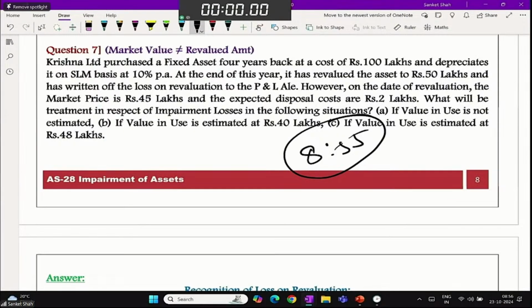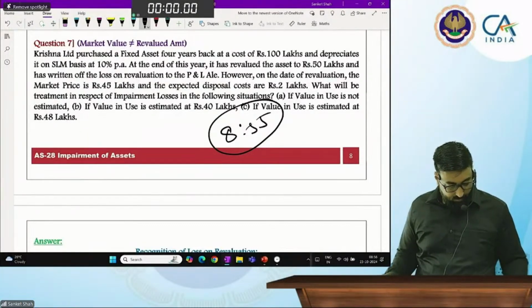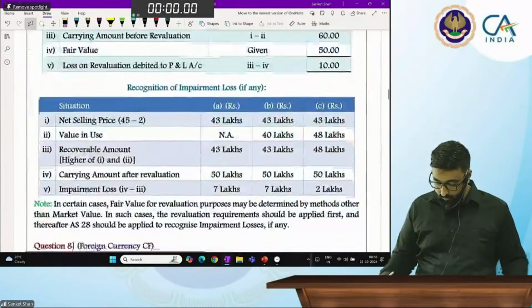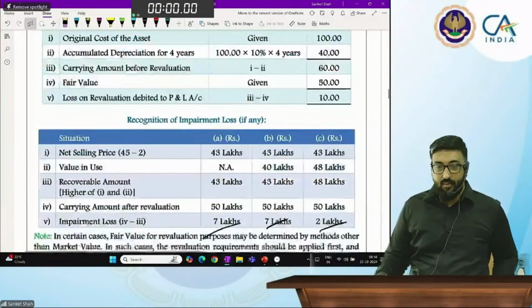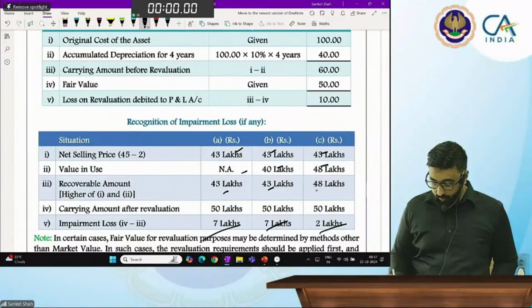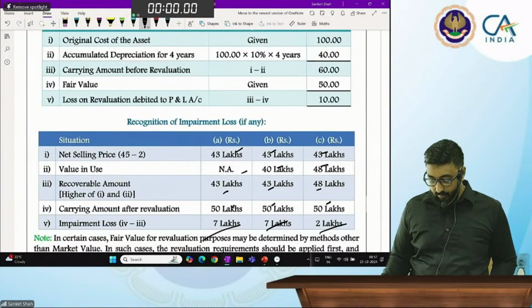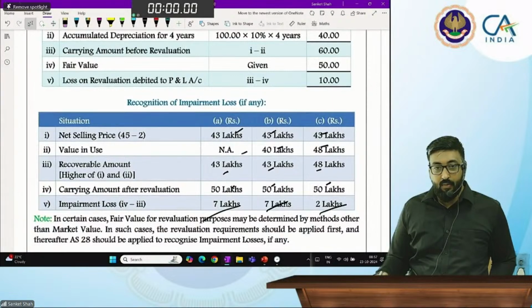Chalo. So let's start. So what is the answer? सेवन सेवन. टू नहीं आया क्या? 43 lakh selling price, not applicable 40, 48, 43, 43, 48, carrying amount 50, 50, 50, and 772. पहले रिवैल्यूएशन होगा और उसके बाद इम्पेयरमेंट होगा.